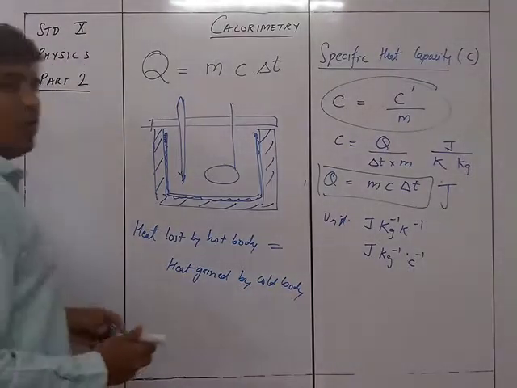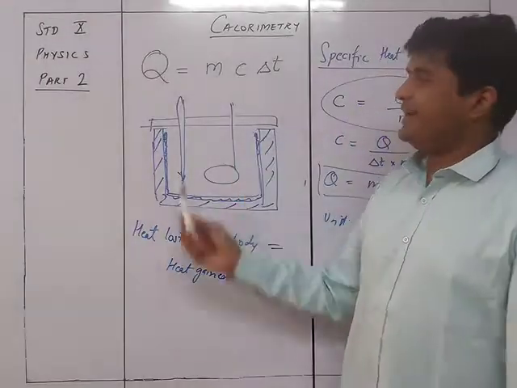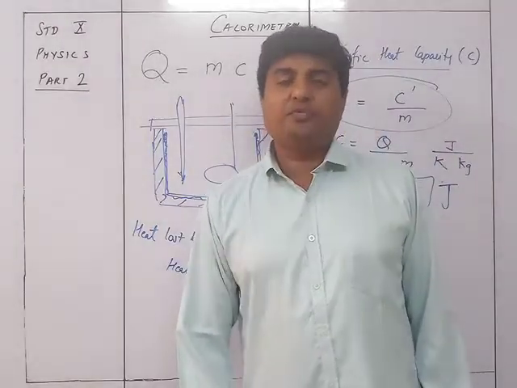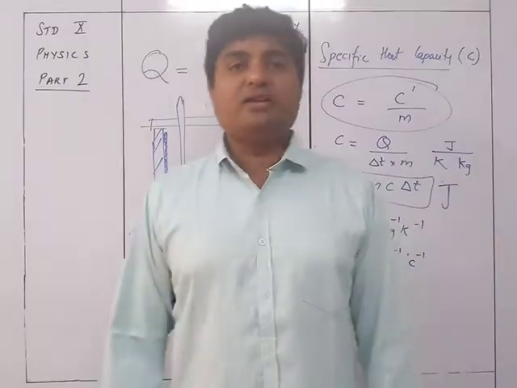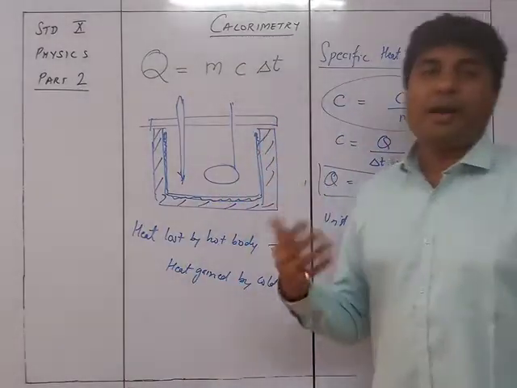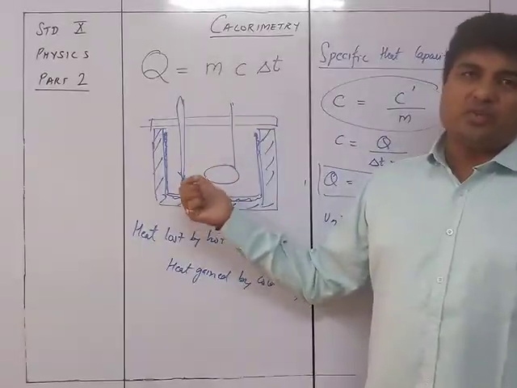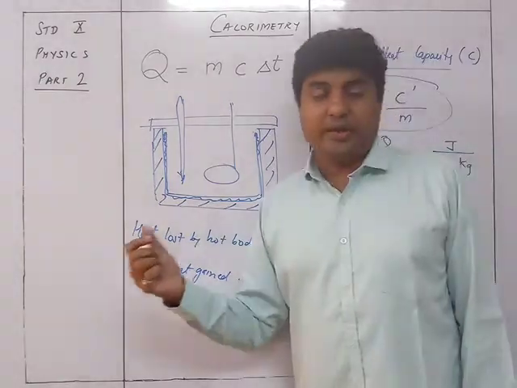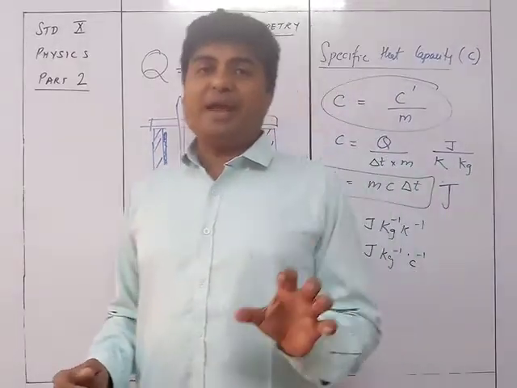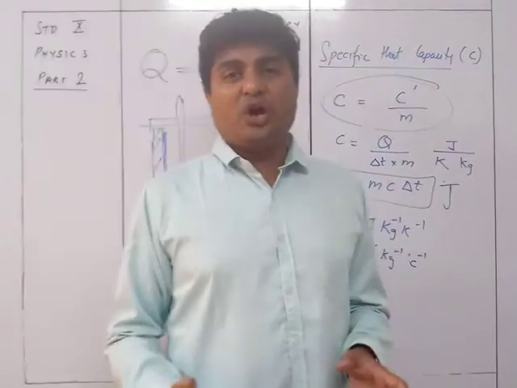So the only assumption you are taking is that the insulation over here is perfect. If it is perfectly insulated, then there is no way the heat can be transferred from here to outside by loss of heat. And in that case, if there are two substances over here, one a hot body, another a cold body, then the heat gained by the cold body will be equal to the heat lost by the hot body.